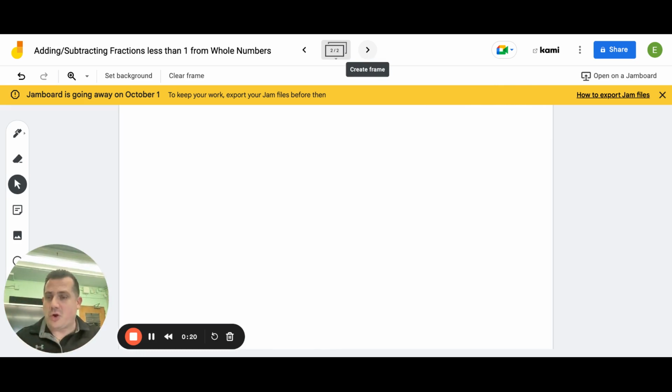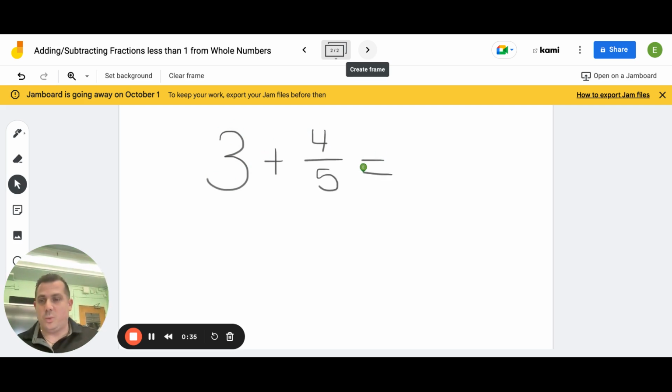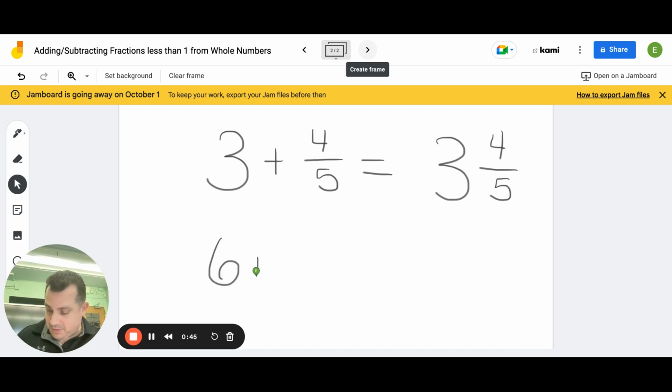So I'm going to start with an adding one, and I'm going to say, what if we had, and we were working on this in class. I'm going to change that. Here we go. If I had 3 and I'm going to add 4/5 to it, what do I get? 3 plus 4/5 we know is 3 and 4/5. Pretty simple. If we have 6 and we're going to add 2/3 to it, what do I get?